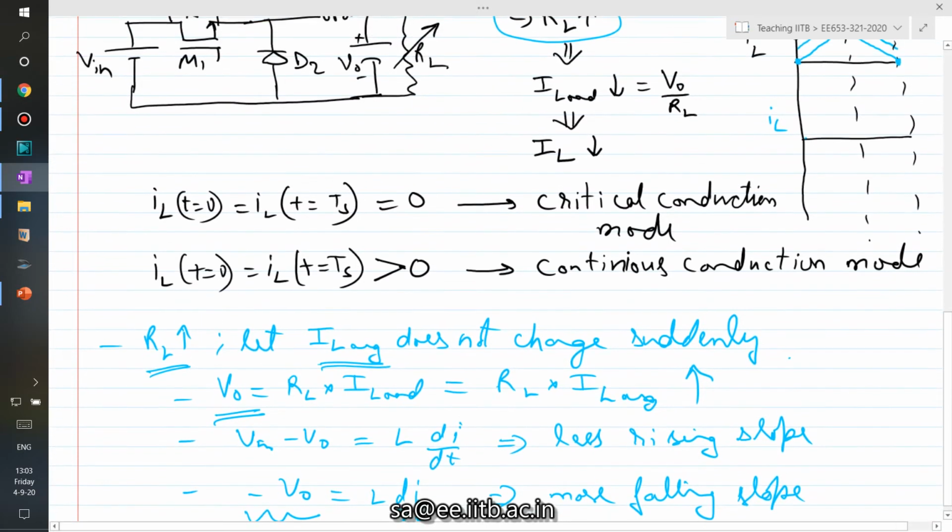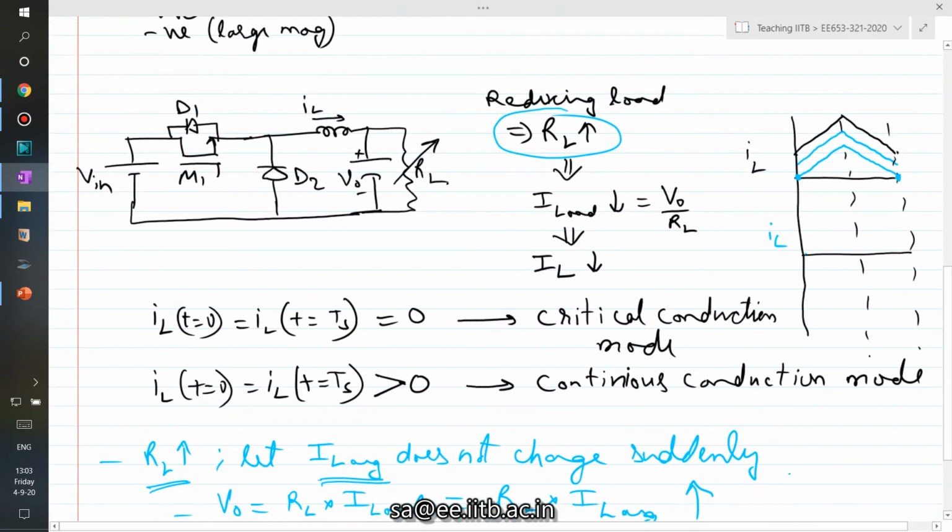What happens? Let's draw it in the diagram. So you have inductor current here. Let's say it starts from 0. Now, if this was the natural path, the rising would happen like this, a little bit less, and the falling would also happen a little bit more steep. So it comes to 0 even before the end point. Why? Because the rise is slow and the fall is more steep.